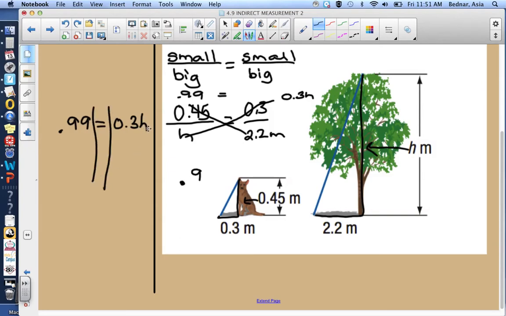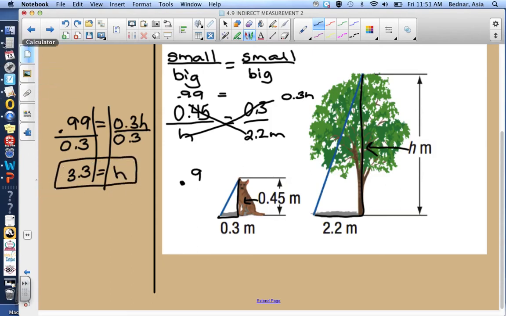What am I solving for? H. What is bothering it? 3/10. How? By multiplying. So the inverse is divide. I want to divide both sides by 3/10. And I'm going to find out that it goes in there 3 and 3/10 of a time. That should be my height.